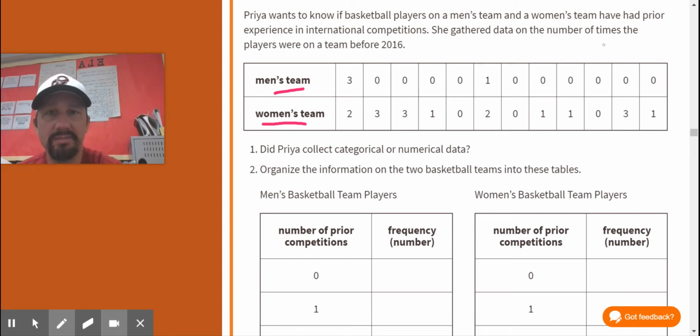So on the men's team, you had one person that had 3 different basketball competitions. One had one international competition, and everybody else had none. Women's team, there was 2, 3, 3, 1, 0, 2.